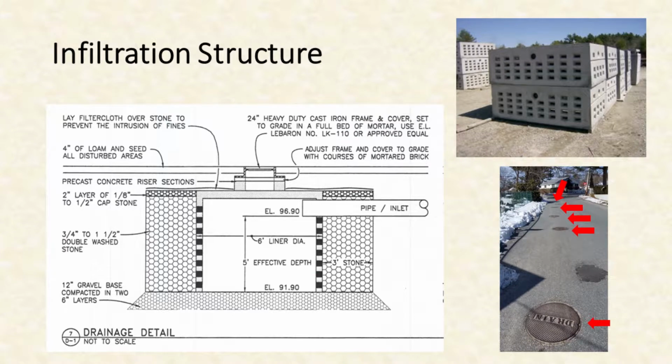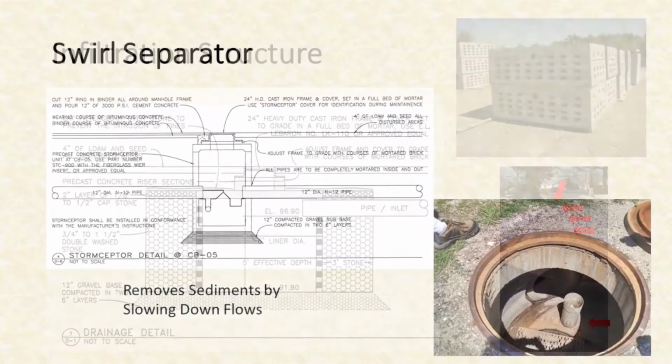Subsurface infiltration structures are underground holding areas that receive and store runoff from impervious areas. These structures allow stormwater to slowly infiltrate into the surrounding subsoil. They promote stormwater infiltration to help recharge groundwater, provide pollutant removal, and reduce discharge to receiving waters and drainage systems.